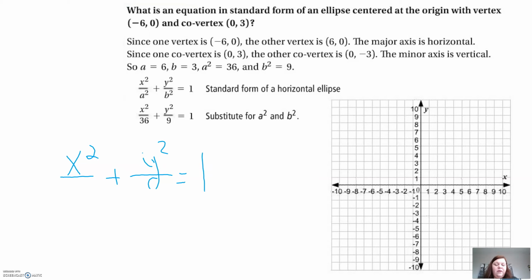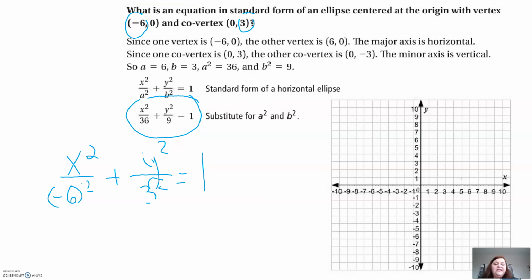So that's our standard form. Like I said, I left off the a squared and the b squared. Notice that -6 is in the x spot, or x coordinate. So it's going to be -6 squared here. And really, you don't even need that negative. You could just leave it as 6 squared. And then the 3 up here is our y value. So we'd have 3 squared. So 6 squared is 36. 3 squared is 9. So that's where we get this equation here.